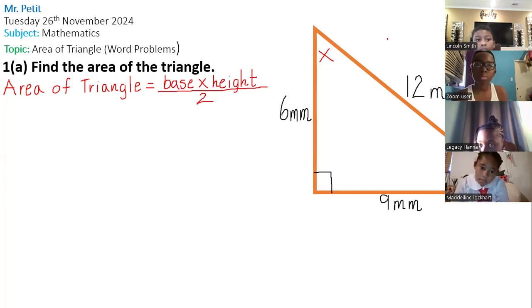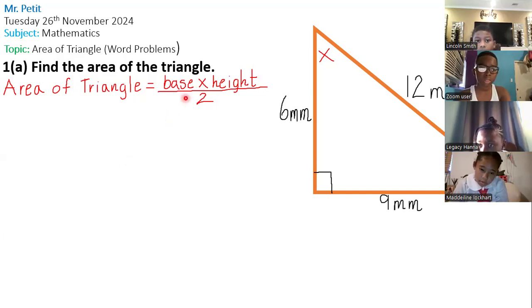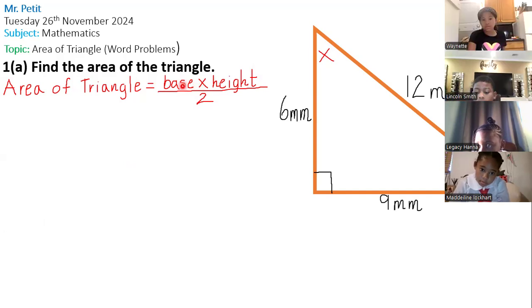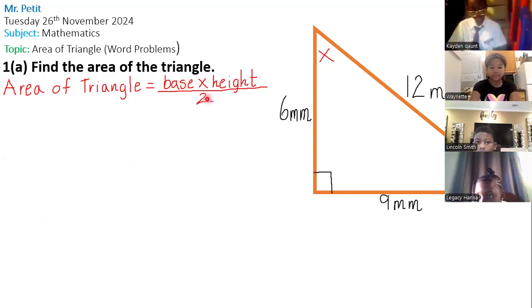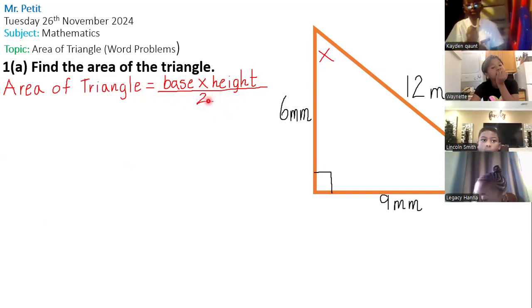And so, Herman, what is the formula for the area of a triangle? Base times height divided by 2. Okay. Wynette, what's the formula for the area of a triangle? Base times height divided by 2. Yes. And Kaden, what's the formula for the area of a triangle? Base times height divided by 2. Now the bar, or this line, means division. All right? This line means division.